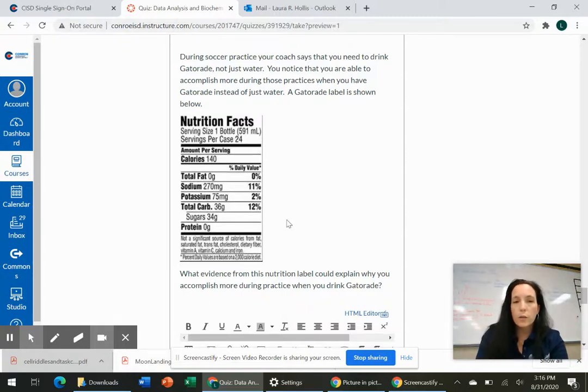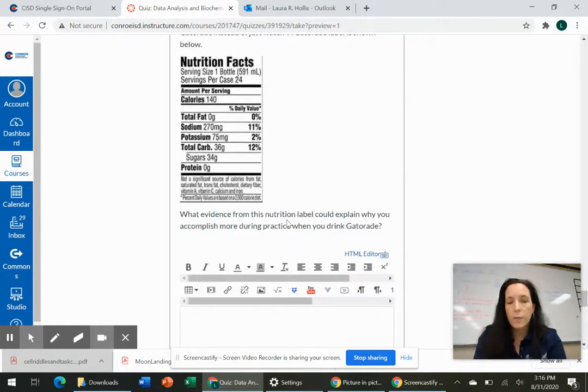So your answer should be something like water does not have any carbs or sugar in it, and Gatorade has sugar, which are quick carbs. It doesn't have any fat, so you can't really address the fat, but I would have taken anything that talks about sugar and carbs and how many are in this label compared to water.